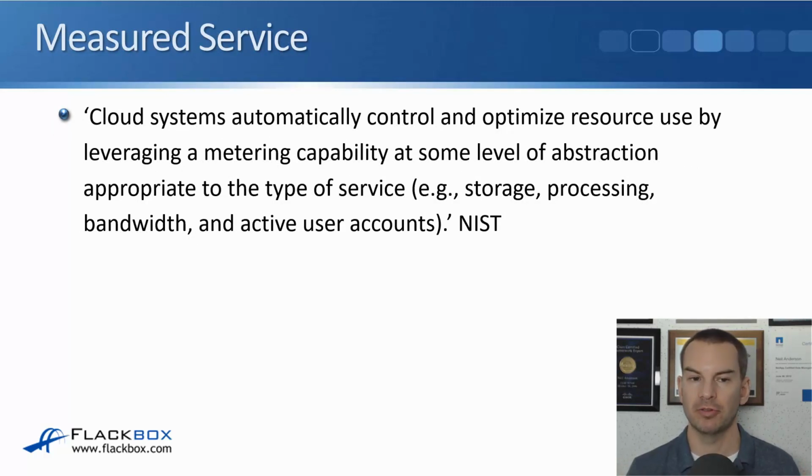Next one is measured service. Cloud systems automatically control and optimize resource use by leveraging a metering capability at some level of abstraction appropriate to the type of service. For example, storage, processing, bandwidth, and active user accounts. With a cloud service, it's always going to be an operational expenditure. It's going to be a recurring monthly fee. And the cloud provider needs some way of measuring how much of it you're using as a customer so that they can bill you accordingly. Okay, that was it. That was all of the characteristics that made up a cloud service.